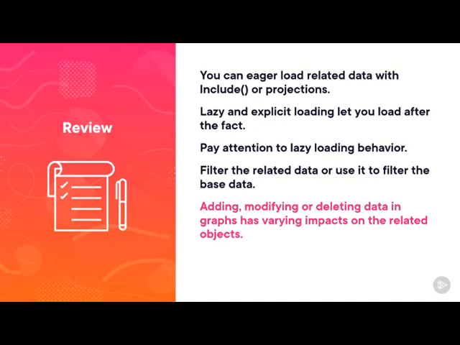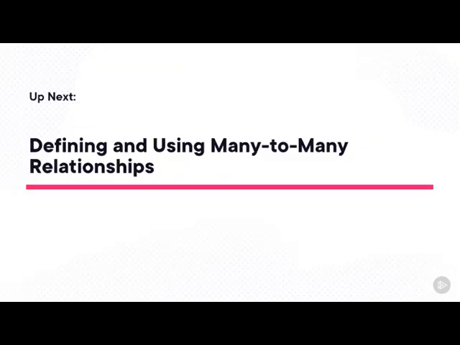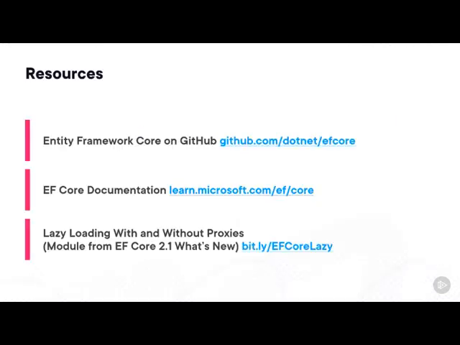For example, the Add and Update commands will affect all of the objects in a graph. Thankfully, if you do need to isolate individual objects from a graph in order to persist them, the DbContext Entry method knows how to do that for you. With all of these lessons in hand, you're ready to learn about other types of relationships. In the next module, we'll modify our model in response to some new business requirements, and then we'll be able to explore many-to-many relationships. Here are some resources that are relevant to this module and that I think you might find useful.